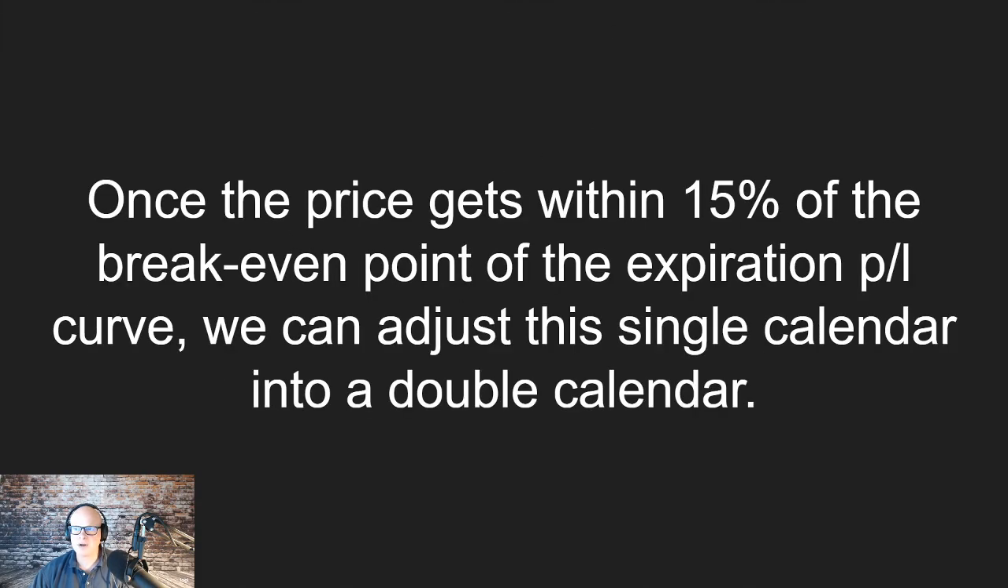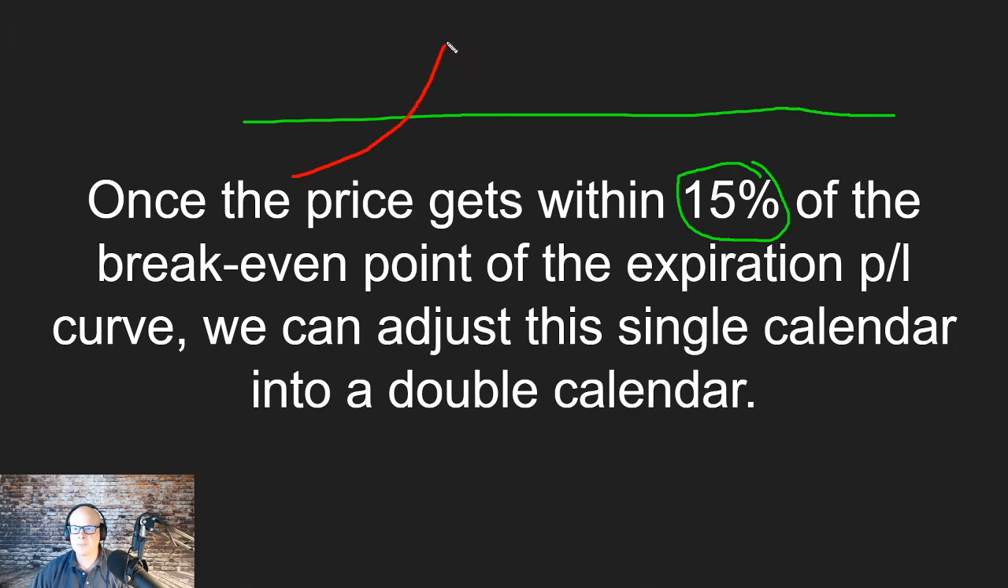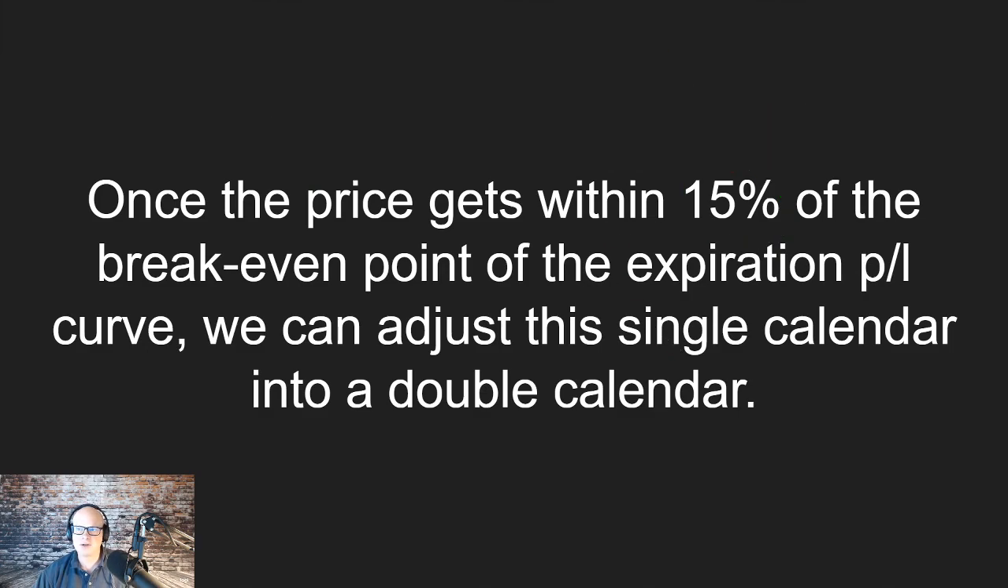So once the price gets within 15% of the break-even point, remember the break-even point was when we had that, this is the expiration graph, and here are the break-even points. And if it gets within 15% of that, of the width of the spread, the width of the calendar spread profitability, if it gets within 15% of the break-even point, this is where we pull the trigger on an adjustment.